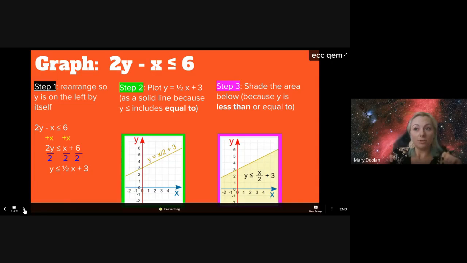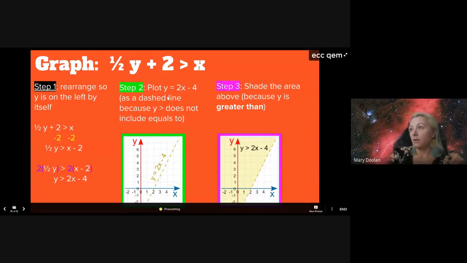One more example to look at, and then you're going to try a couple of these. So graphing 1/2 y plus 2 is greater than x. Step one, we need to rearrange it so it looks like slope-intercept form. So if I'm starting with 1/2 y plus 2 is greater than x, I'm going to first get this constant term to the other side by subtracting 2 from both sides.